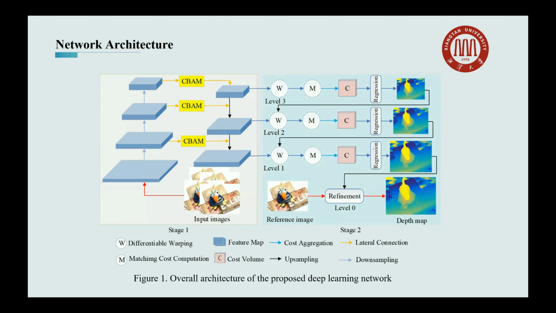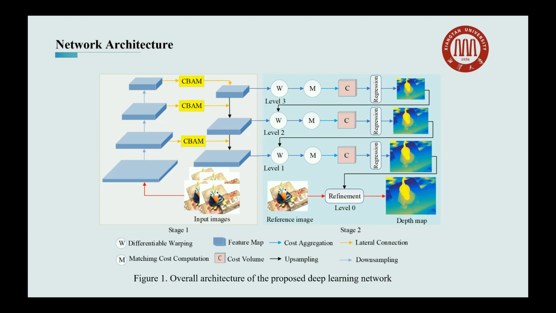While these methods have shown impressive results, their efficiency is still far from satisfactory. In this paper, we propose a two-stage multi-level depth learning network to predict depth maps in a coarse-to-fine evolutionary manner. Its whole network structure is shown in Figure 1.